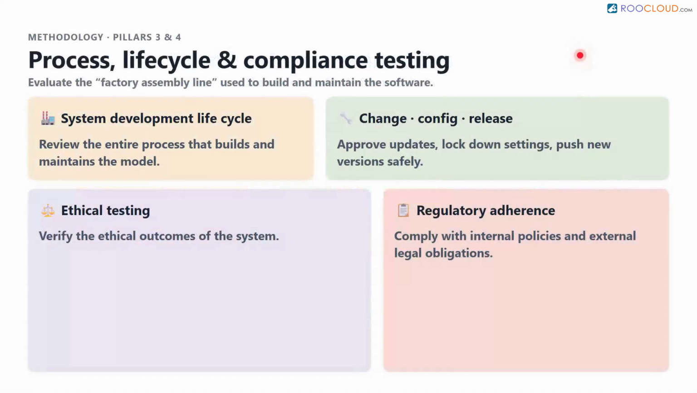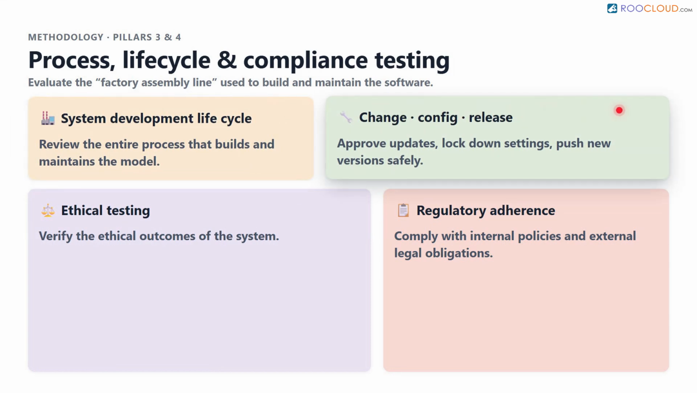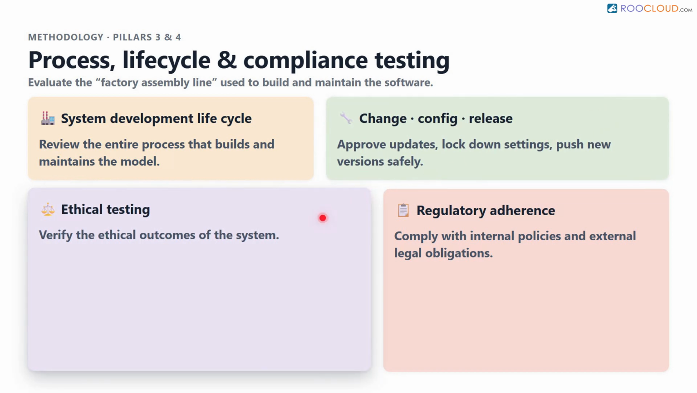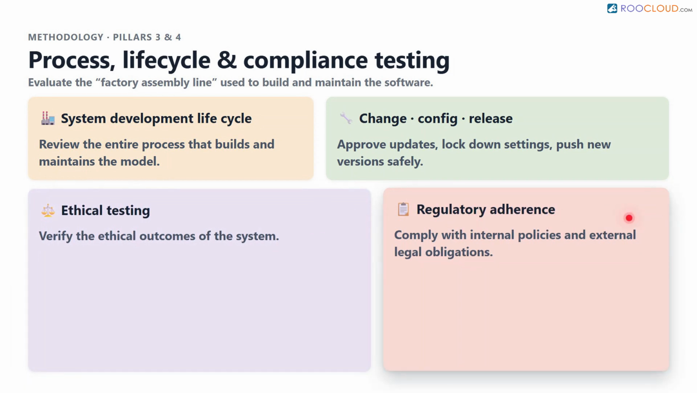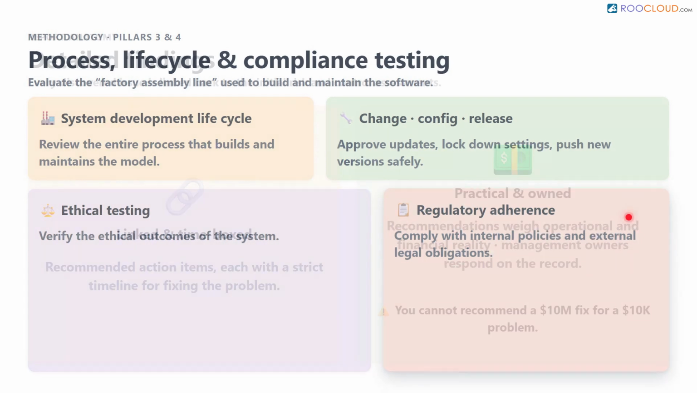The third pillar of methodology is technology and process testing. This evaluates the factory assembly line used to build and maintain the software. We review the entire system development lifecycle. This includes change management to see how updates are approved, configuration management to ensure settings are secure, and release management to verify how new versions are pushed to live users safely. The final methodology pillars cover ethical testing outcomes and regulatory adherence. We must verify that the system complies with internal enterprise policies as well as external legal obligations.